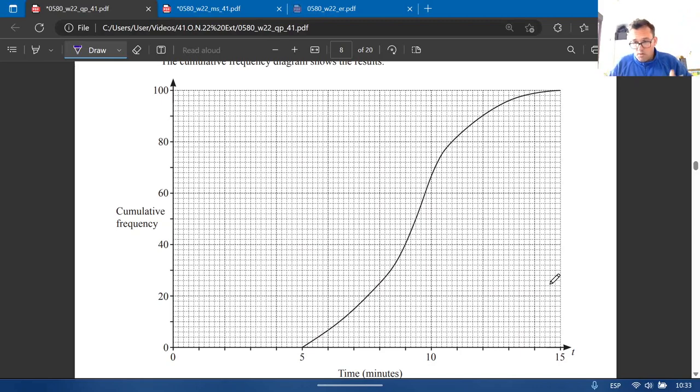How long would it have taken the middle one? All right, and that's what we do, the cumulative frequency. Halfway through the 100 is, of course, 50. The median would be there at 50.